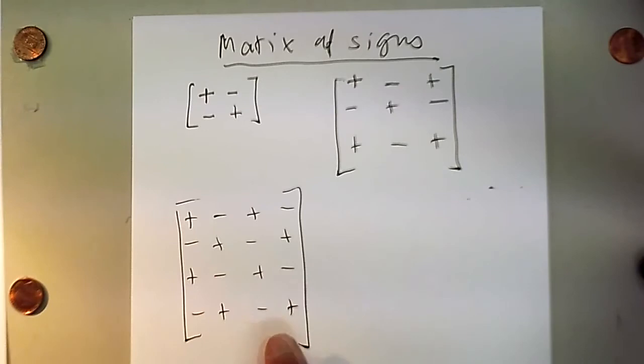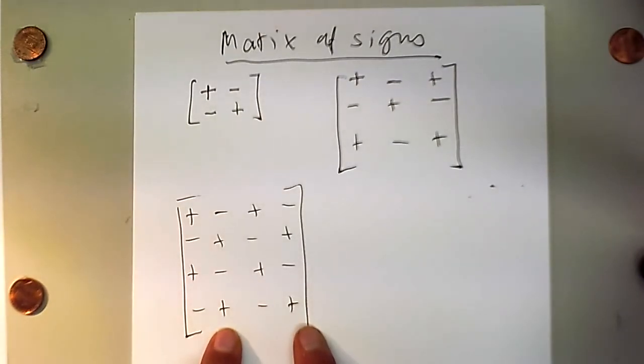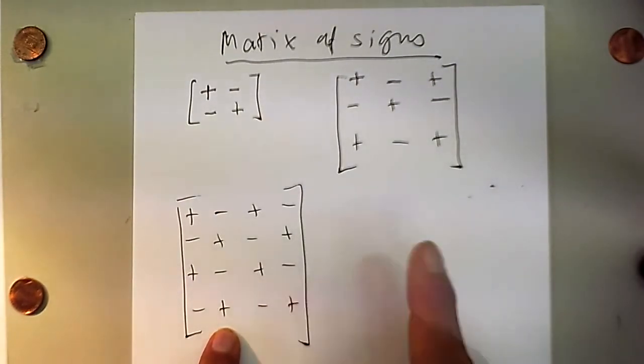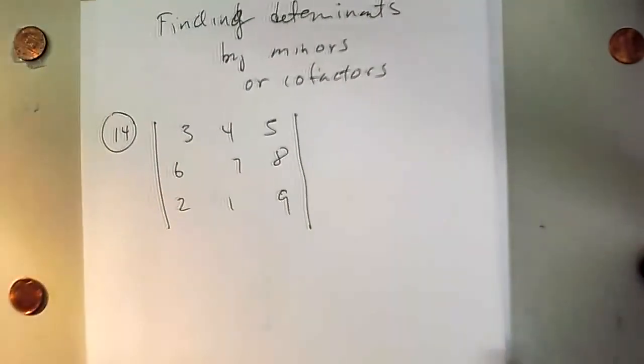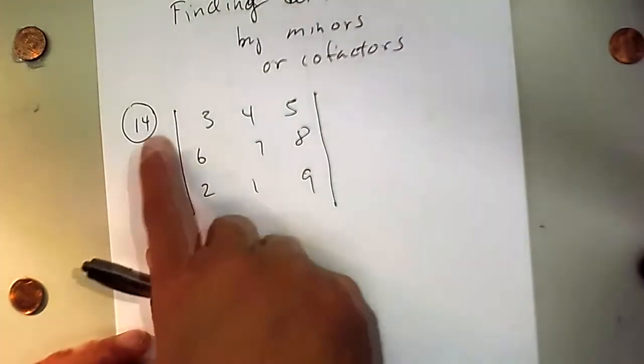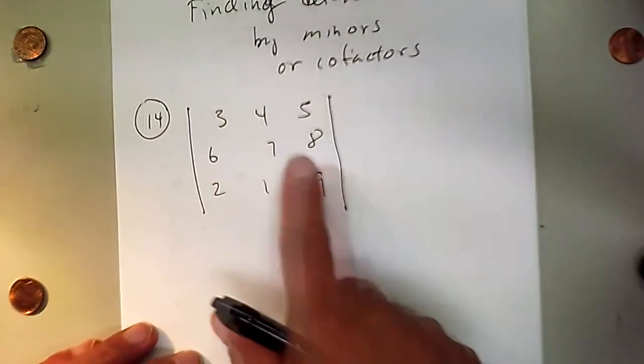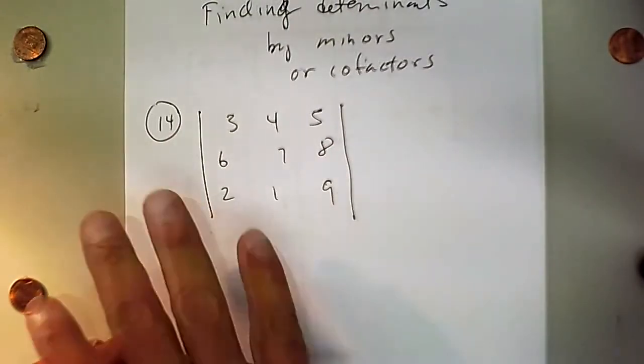This is an indirect way to figure out whether a parity is going to be even or odd. This is going to help us figure that out, but it doesn't give us the parity at once. Okay, choose any row or any column at random. Any row or column.